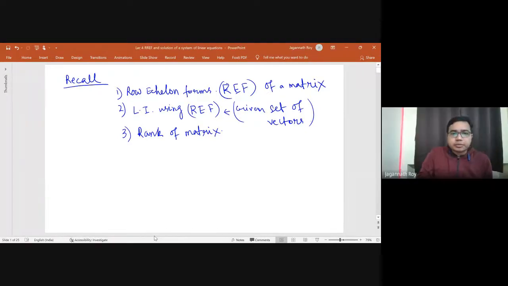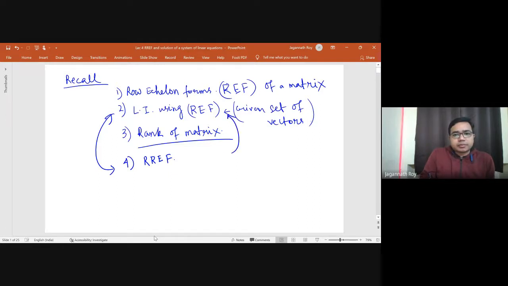So previously we have discussed the row echelon form of a matrix. Also we have defined the reduced row echelon form, RREF. And then we have defined the rank of a matrix, and we have seen how they are connected to each other.